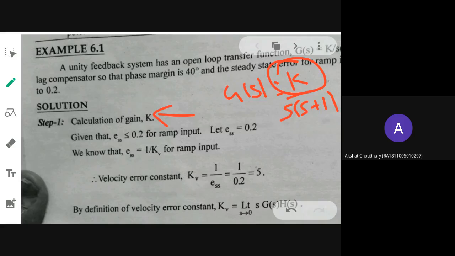Ma'am, that is 1 plus 2S. S into (1 plus 2S). Okay, yes. So this was the original OLTF, for which K is unknown to you. First you need to calculate the gain. Then only you will be drawing the Bode plot of the uncompensated system. So how to calculate the value of the gain is the question.